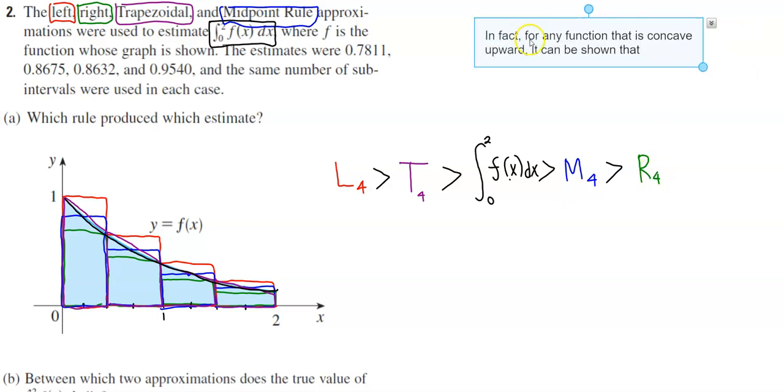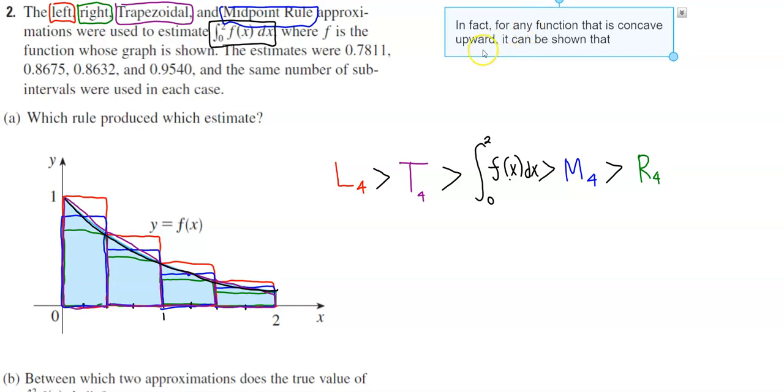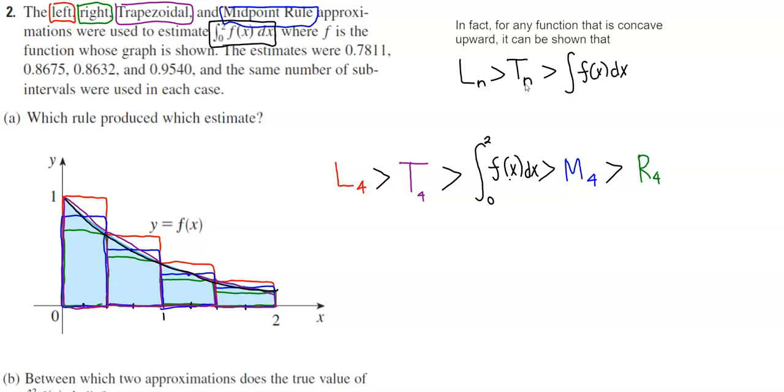In fact, for any function that is concave upward, as in this case, it can be shown that the left endpoint approximation is going to be greater than the trapezoid approximation, and then greater than the function, greater than the midpoint, which is then greater than the right approximation.